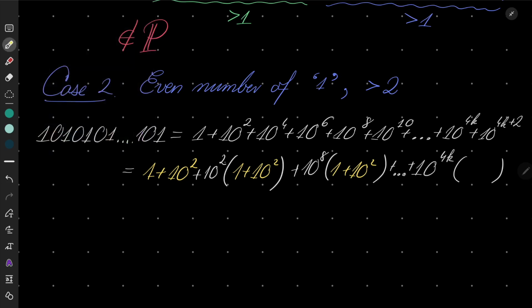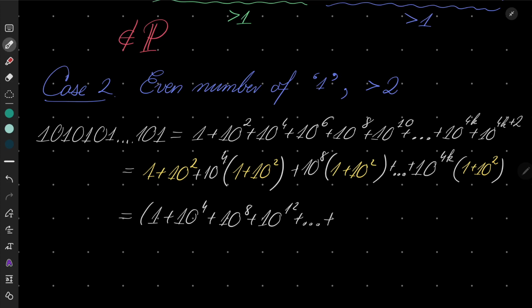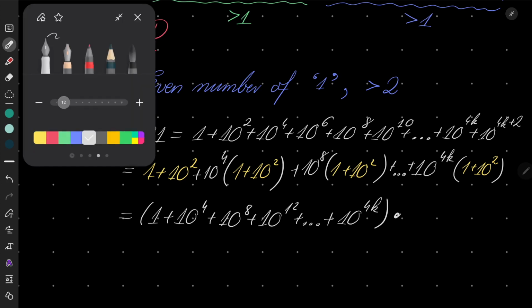In the parentheses, I will have 1 plus 10 to the power of 2. Sorry, I made a small mistake. There should be 4. So we have 1 plus 10 to the power of 4 plus 10 to the power of 8 plus 10 to the power of 12, and so on and so on. The last will be 10 to the power of 4k times 101.